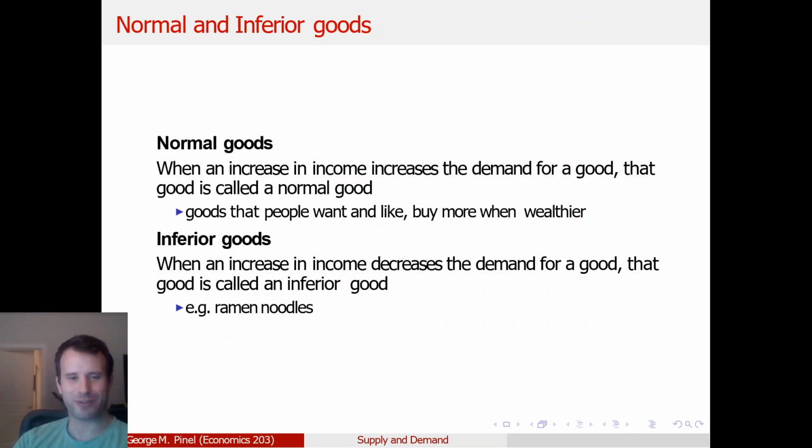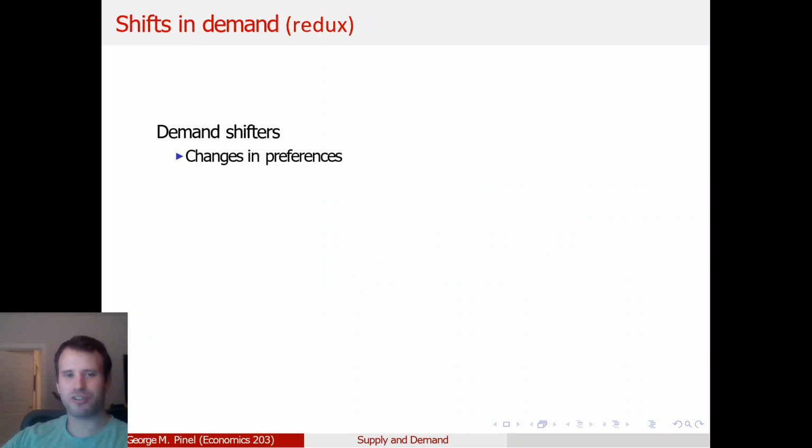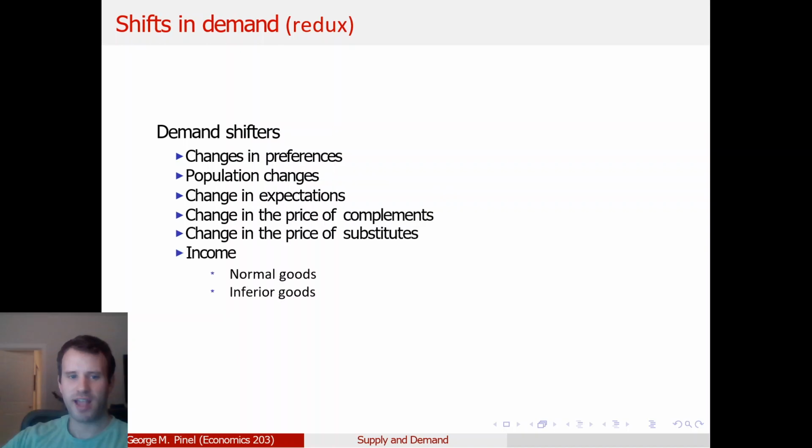Okay, so demand shifters relate to changes in preferences, population changes, changes in expectations, change in the price of complements, change in the price of substitutes, and income, where normal goods increase and inferior goods decrease as income increases.